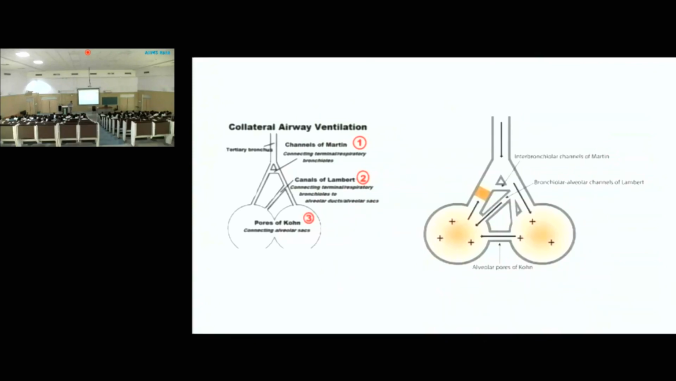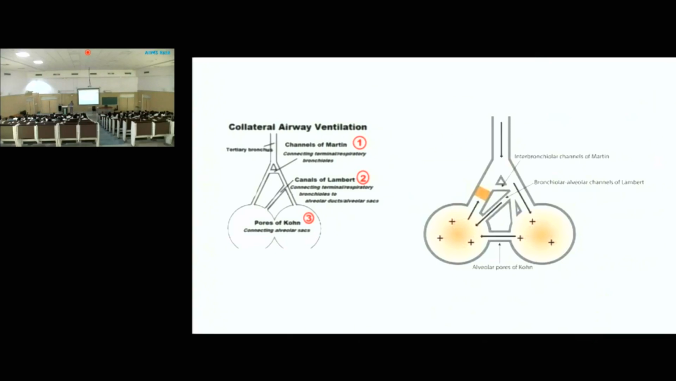So in normal conditions, we are also able to understand when we will see the pathophysiology. There are a few connections which will form during the pathogenesis, right? I will come to these parts in detail afterwards also. But remember, the connections which form between these bronchioles, MCQs will come on these, right? So remember these 3 points: channels of Martin, channels of Lambert, and pores of Korn.